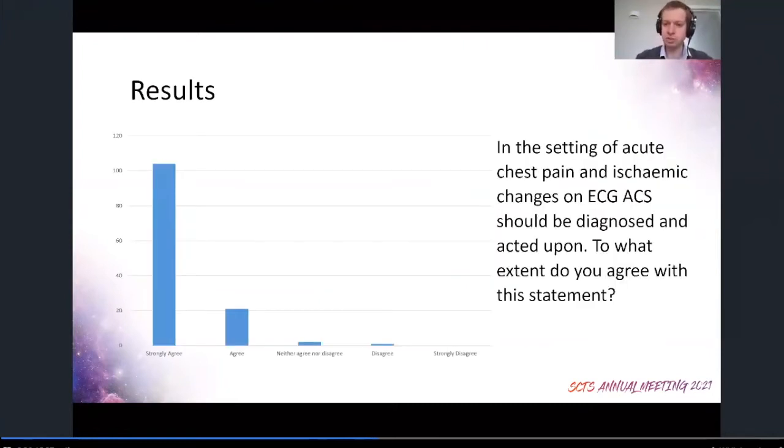So one of the key questions we asked was whether, in the setting of acute chest pain and ischemic changes on ECG, emergency medicine consultants felt this was sufficient to make a diagnosis of acute coronary syndrome. And over 100 of the 132 respondents felt indeed this was sufficient to make the diagnosis. And clearly these features, although commonly associated with acute coronary syndrome, may also be associated with rarer conditions such as aortic dissection.